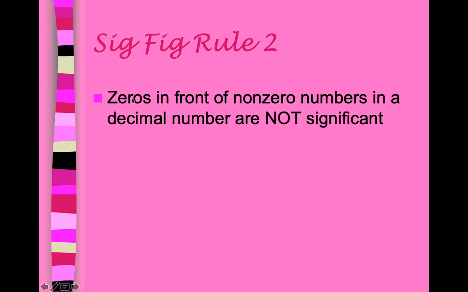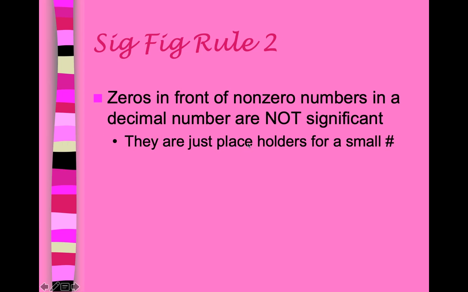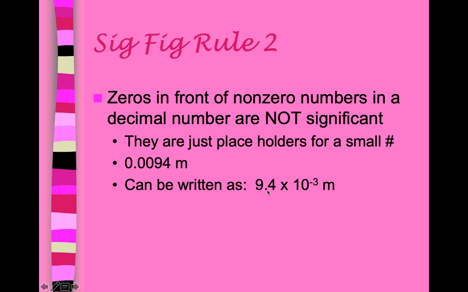If you have zeros that are in front of non-zeros in a decimal number, those are not significant. They are considered placeholders, making the number small. Here's what I mean. 0.0094. So zeros in front of non-zeros in a decimal number are not significant. This is just a placeholder number. Because look, I could write it like this: 9.4 times 10 to the negative third.